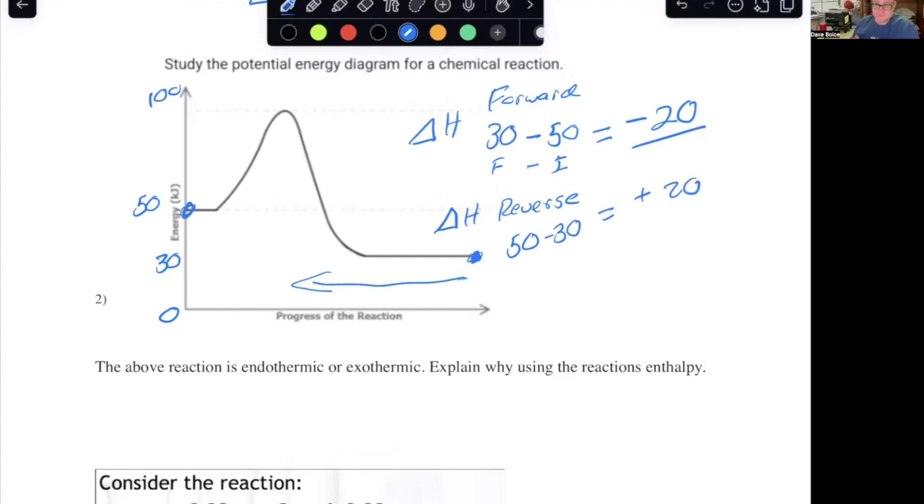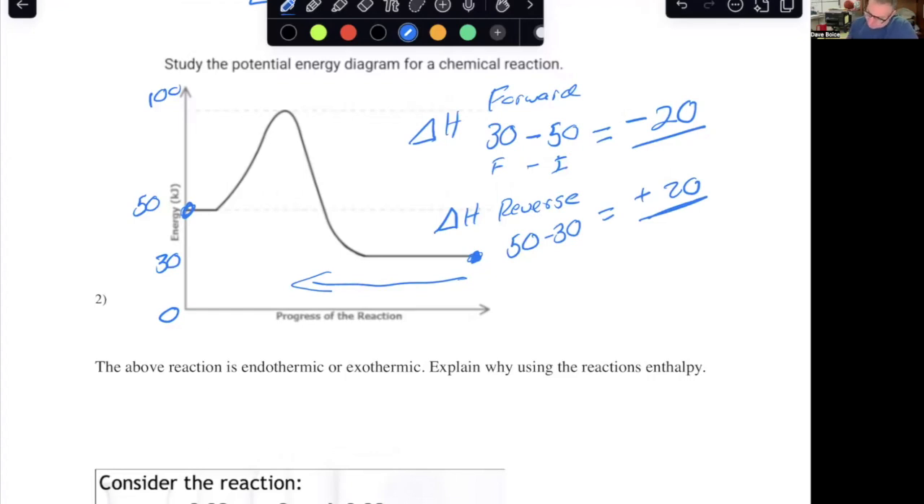So the reason I'm always saying final minus initial is in both cases, the answer is 20, but one of them is negative 20 and one of them is positive 20, which are very different from each other. So make sure you're keeping track of what your delta actually means in this case.